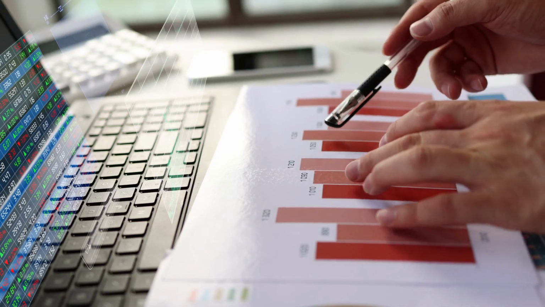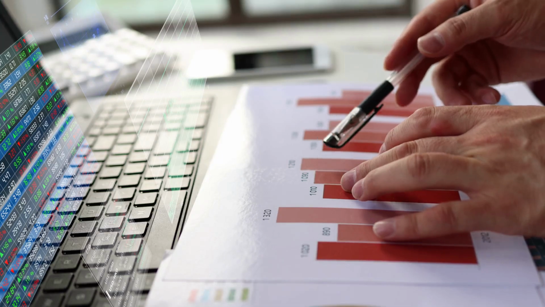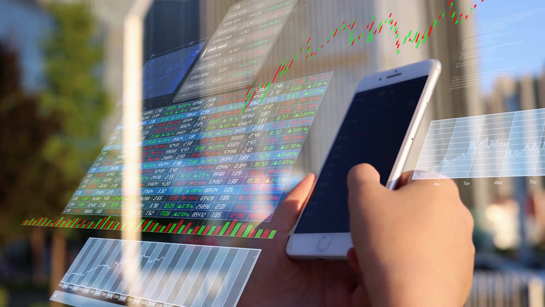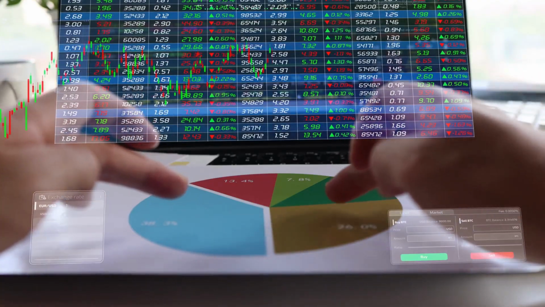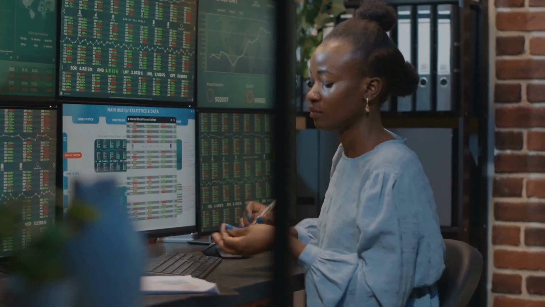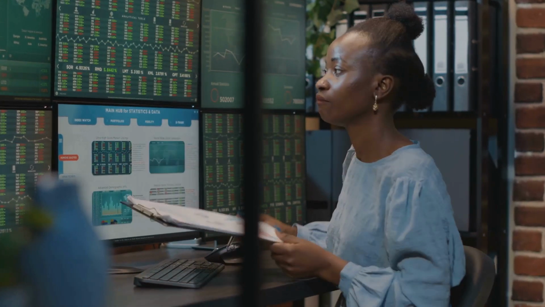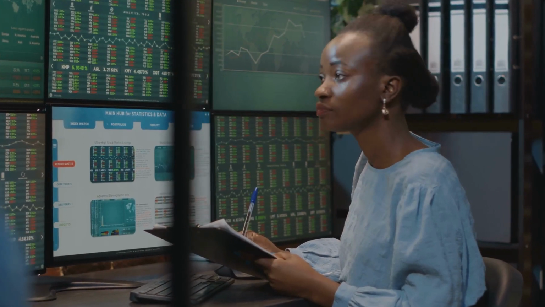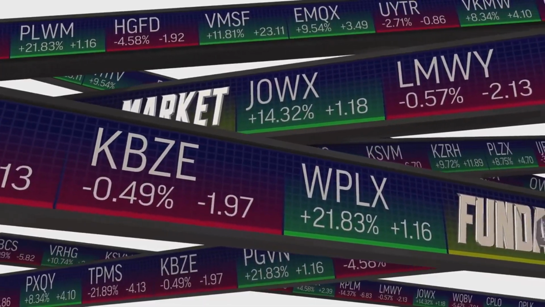Next, let's define the stock market. The stock market is a marketplace where buyers and sellers trade stocks. It acts as a platform that brings together individuals and institutions interested in buying or selling shares. The purpose of the stock market is to facilitate the exchange of securities between buyers and sellers, reducing the risks of investing.